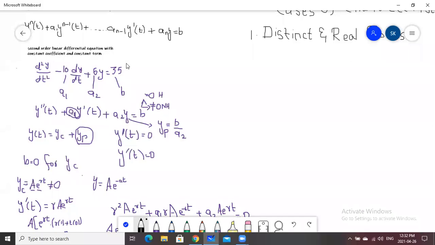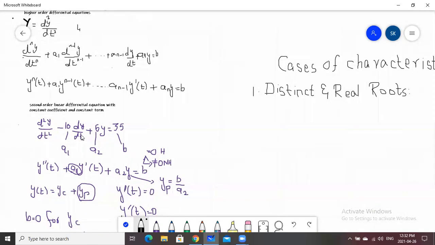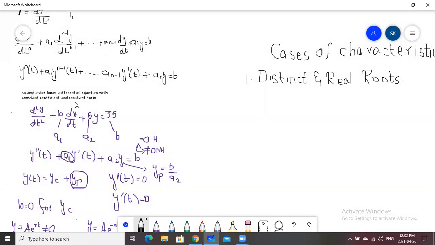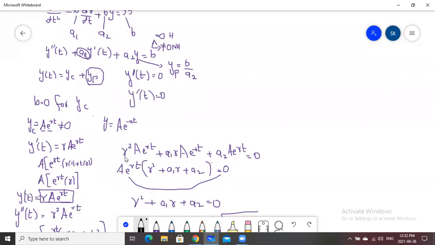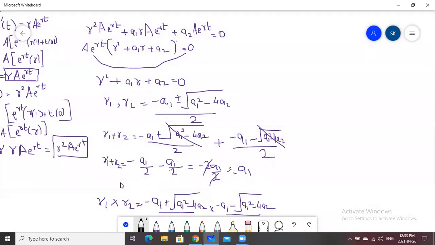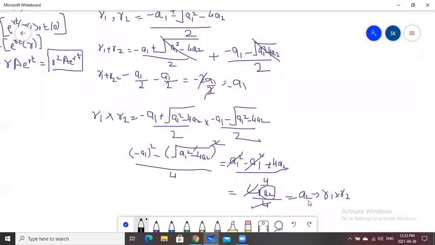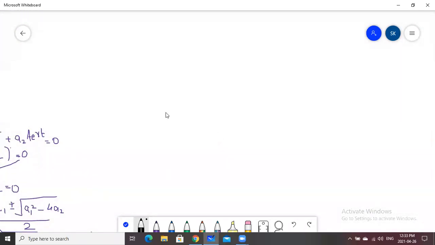Now, after studying the higher order derivatives, higher order differential equations introduction, and then moving towards the second order linear differential equations with constant coefficient and constant term, in this topic we analyzed and found the values of roots, that is the values of r, which were taken to be R1 and R2. The sum of R1 plus R2 was equal to minus A1, and the product of R1 and R2 was equal to A2.